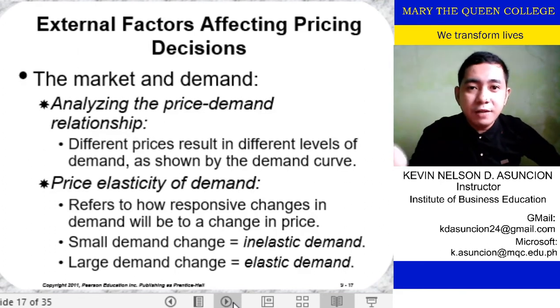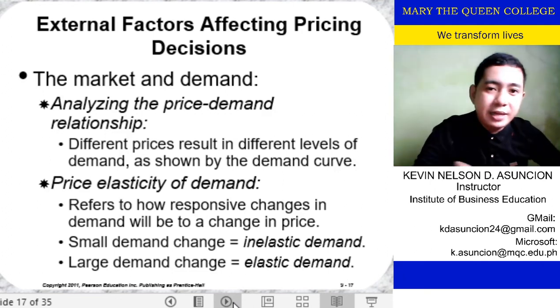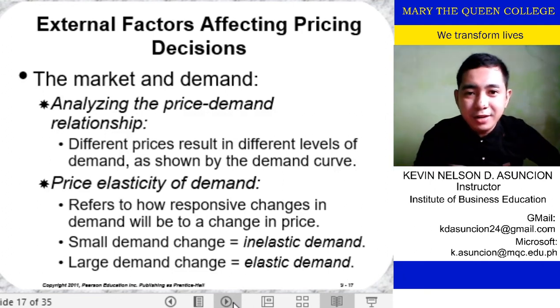So external factors affecting pricing decisions are the market and the demand, then analyzing the price demand relationship. So it's the combination of the internal and the external side, no?